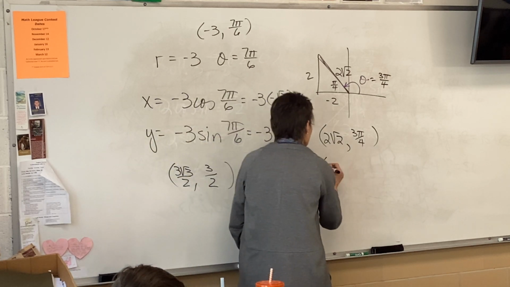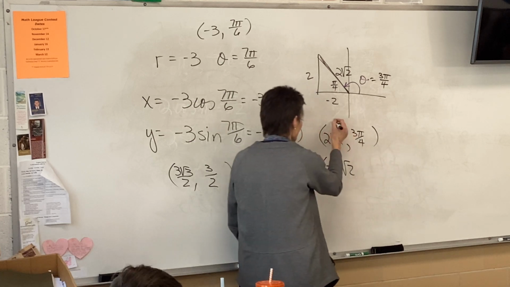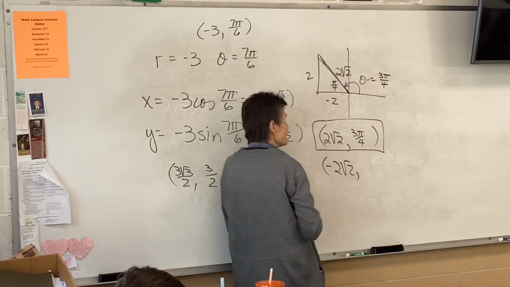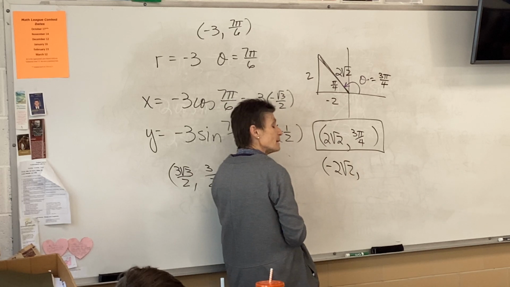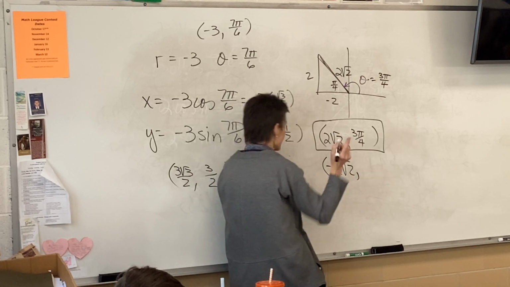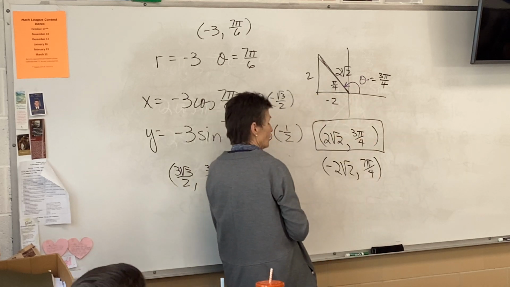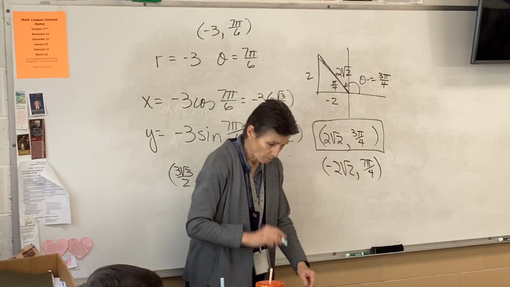Give me one with a negative r. This one's fine. But let's do some more. What would be the negative r? What would my angle be? 7 pi over 4. Good, good. Super. All right.